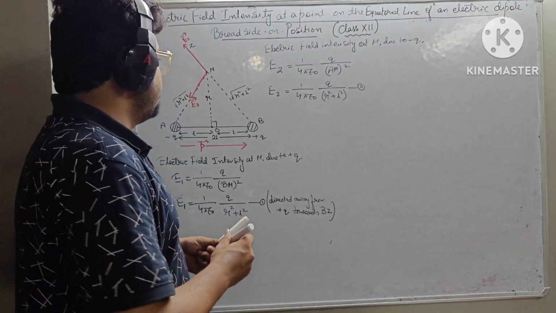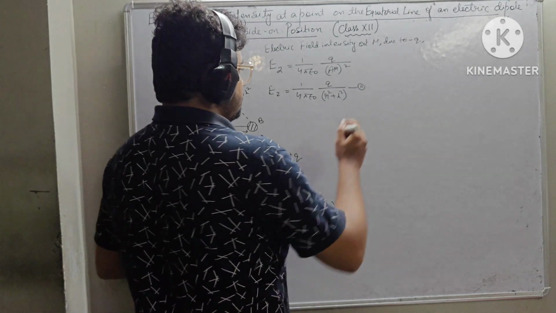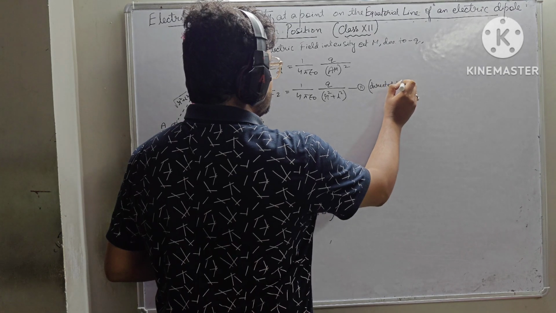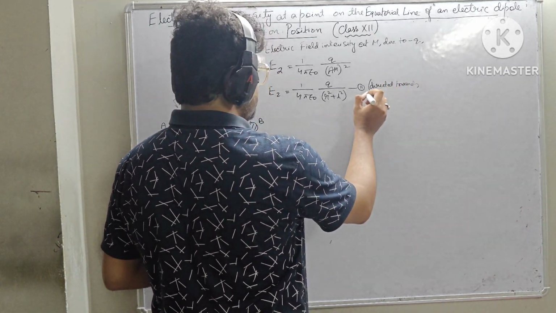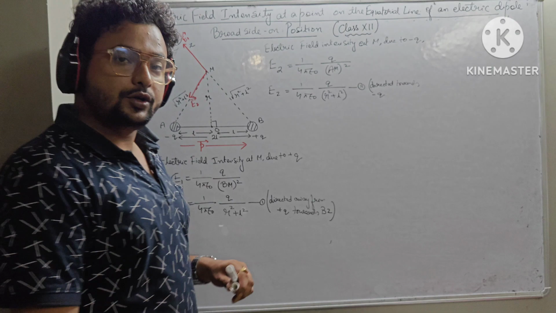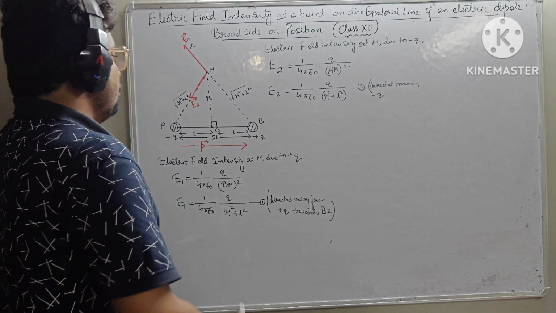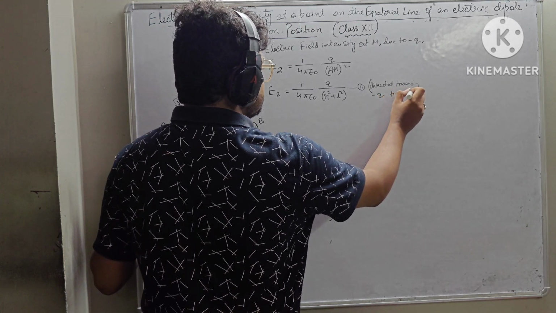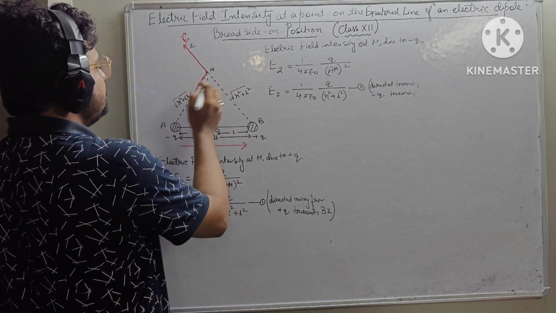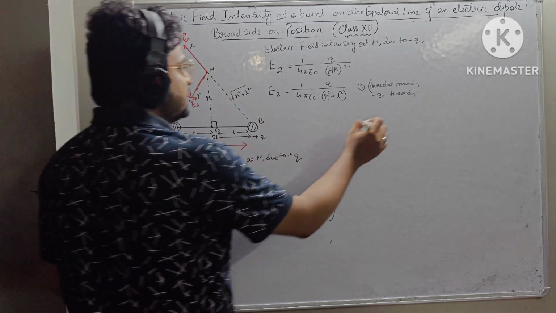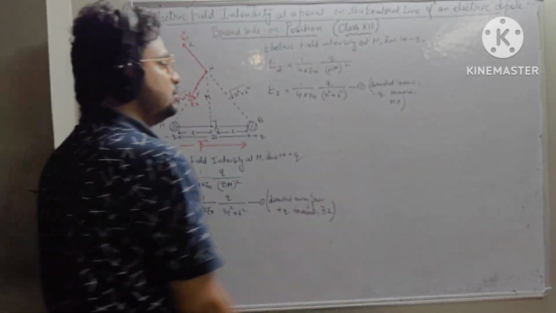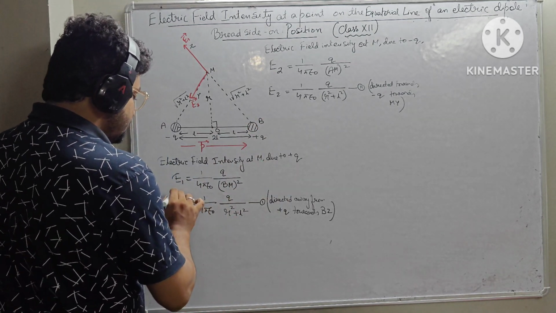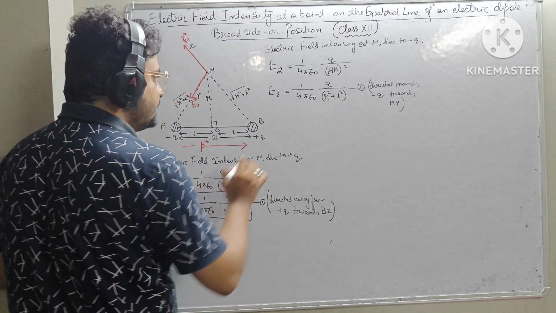Right? So here I can write directed towards minus Q. Okay, directed towards minus Q I can write. Fine. Or you can write, suppose this is N1, so towards N1. Right? So these are the two electric field intensities. This is E1 and this is E2.